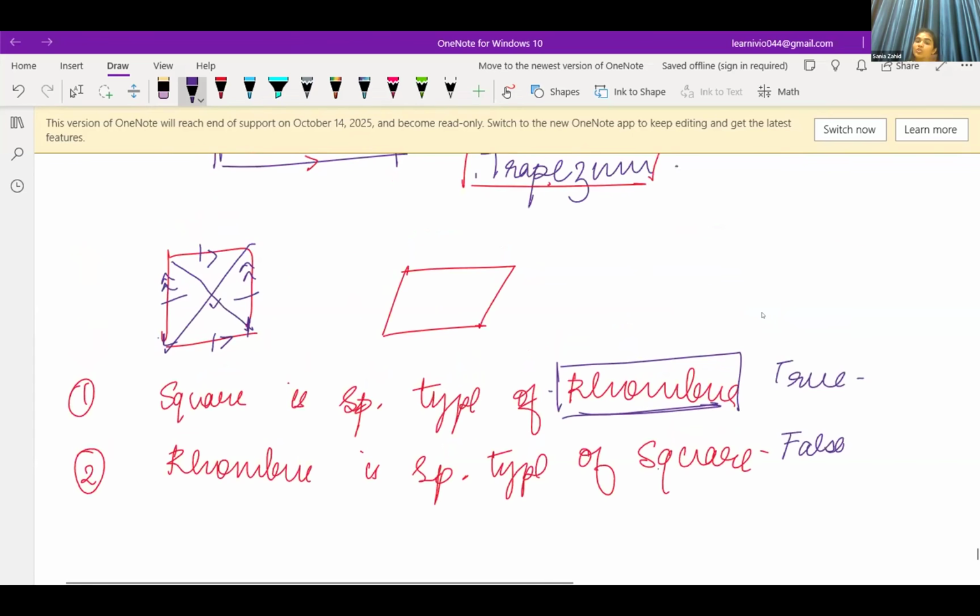Because children, now you check the property for a square. For a figure to be a square, importantly, all angles have to be 90 degrees. The three properties are: all angles 90 degrees, all sides equal and opposite sides parallel. So rhombus is a special type of square is false. Why? Because not all angles are 90 degrees.